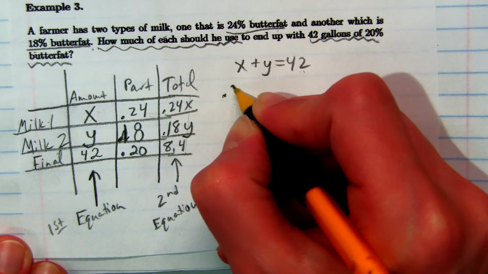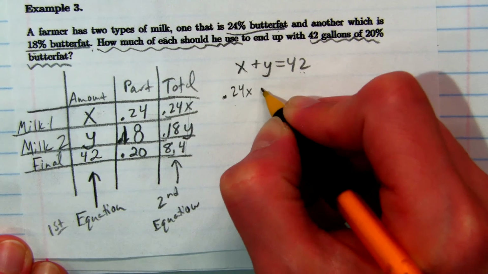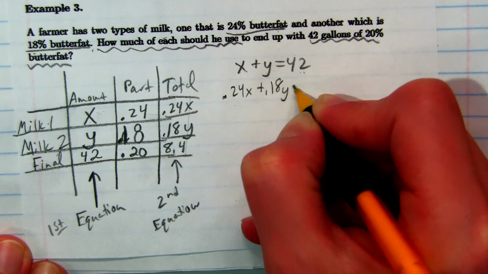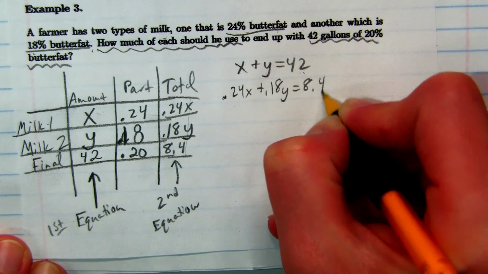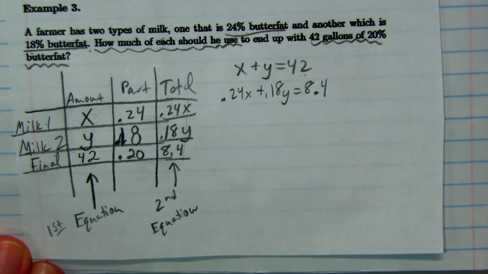And then you can take this column over here and set up the second equation. So 0.24x plus 0.18y equals 8.4. Now, we haven't solved a lot of systems with decimals. There is a trick to get rid of the decimals.